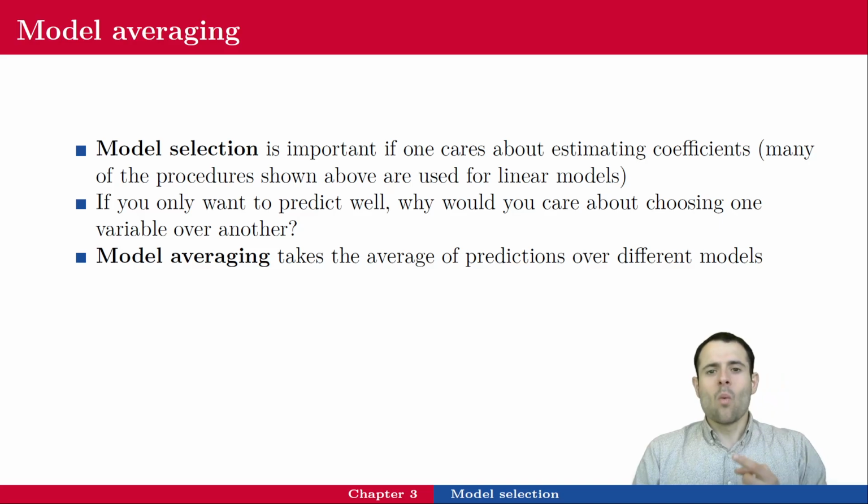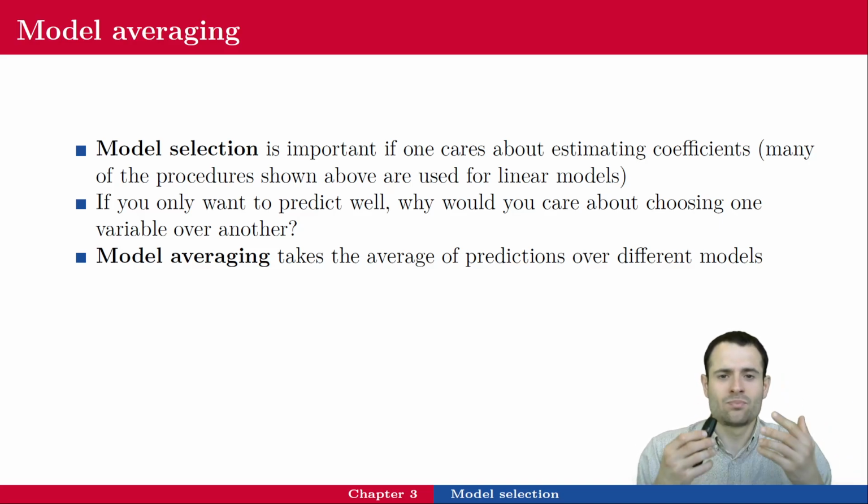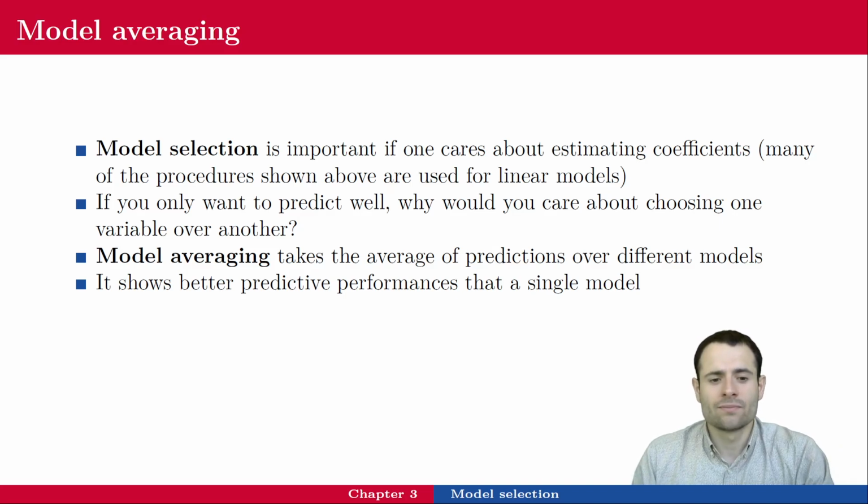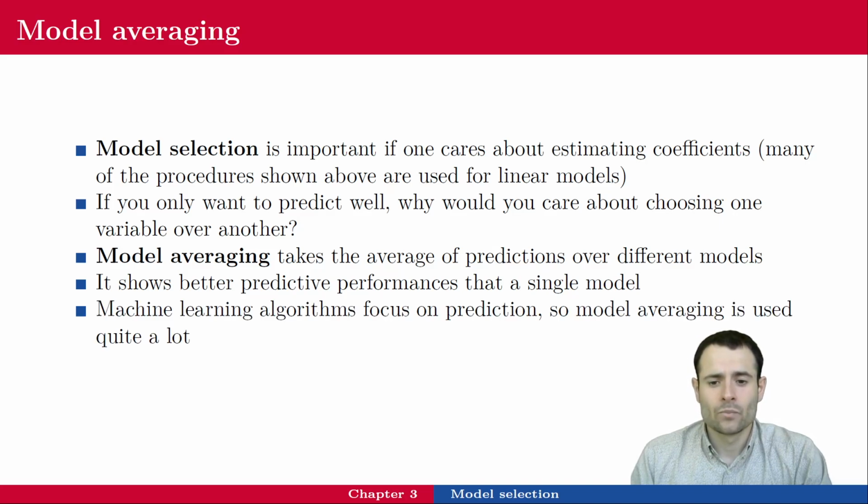So instead of choosing one model and going through a long process of I want this one with these variables and so on, you can say, no, I'm going to estimate all of them and I'm going to take an average. It shows better predictive performances than a single model. Machine learning algorithms in general focus on prediction, so model averaging is used quite a lot.